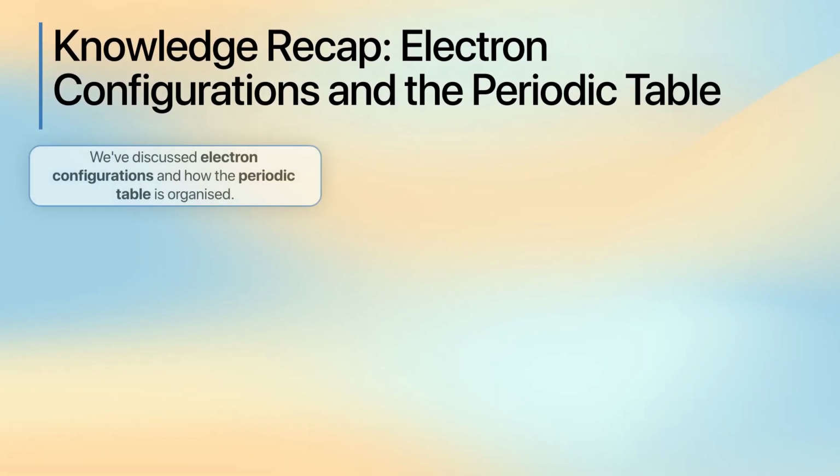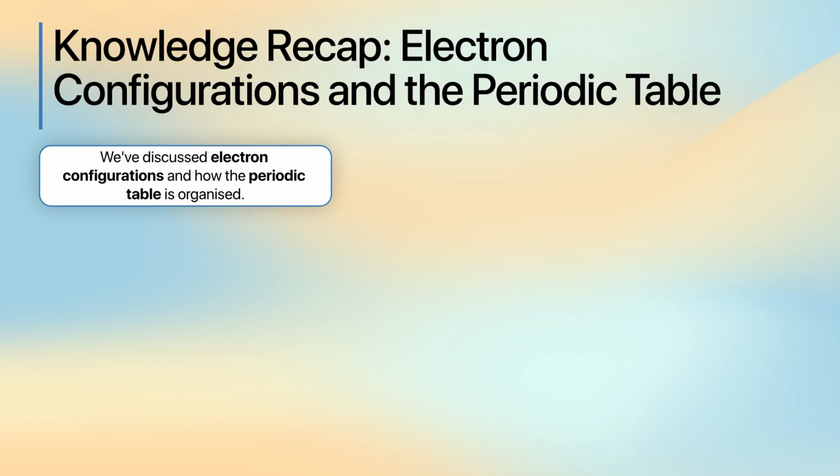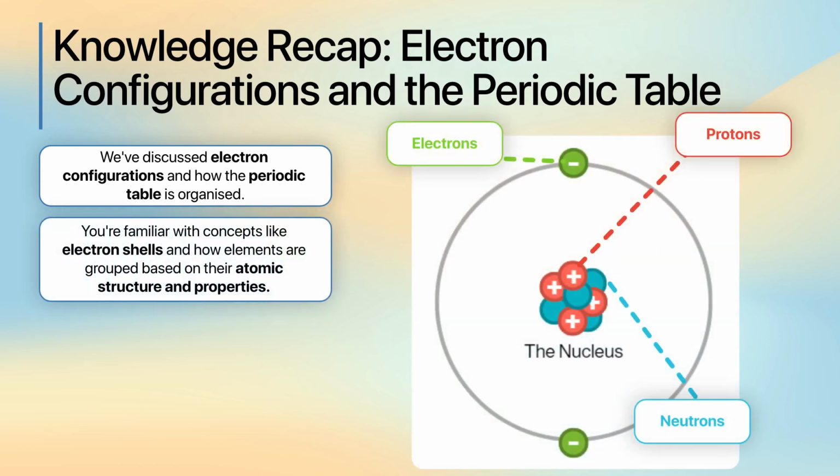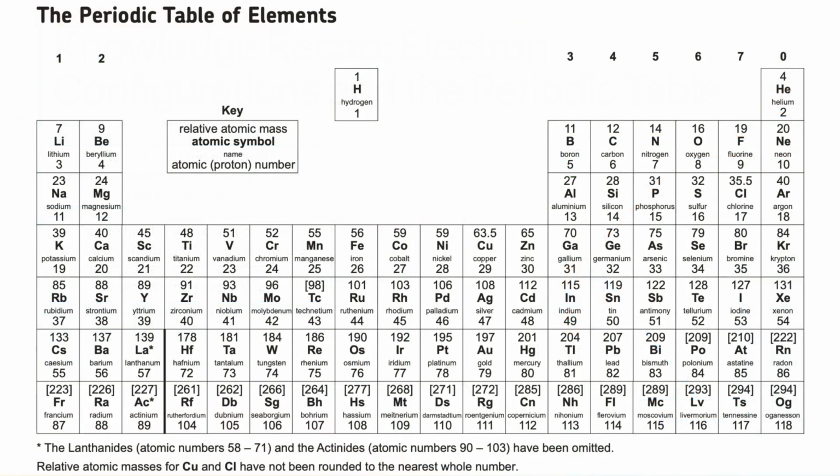So far, we've discussed electron configurations and how the periodic table is organized. You're already familiar with concepts like electron shells and how elements are grouped based on their atomic structure and properties. Building on this foundation, today's lesson will advance our understanding by examining the specific characteristics of the halogens. By understanding their molecular structure and electron configurations, we can gain insights into their reactivity and behavior in chemical reactions. This deeper knowledge helps us appreciate how elements in Group 7 fit into the broader patterns observed in the periodic table.